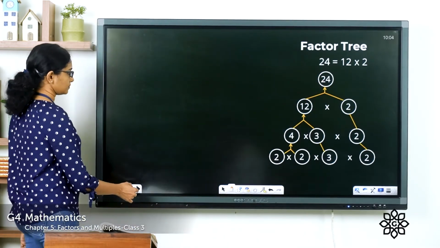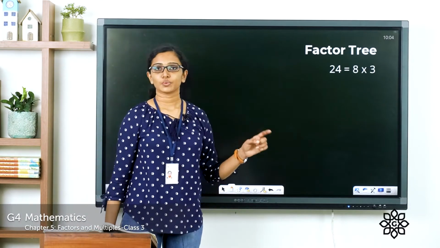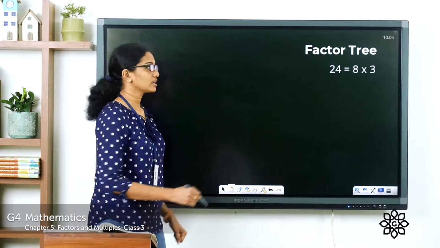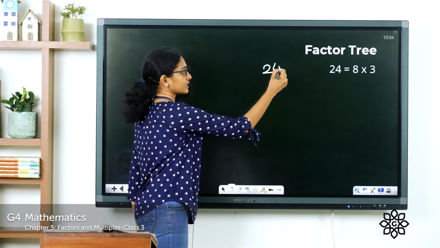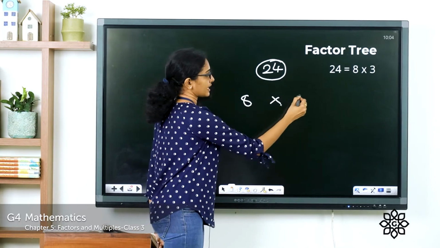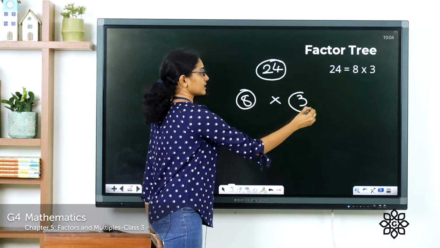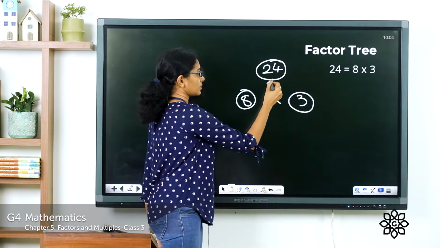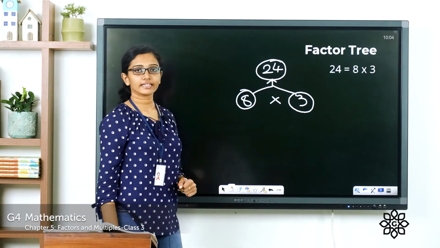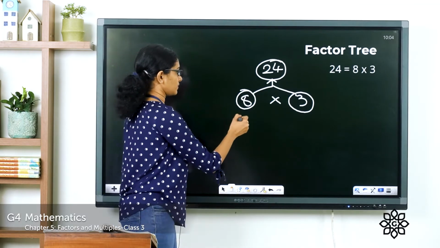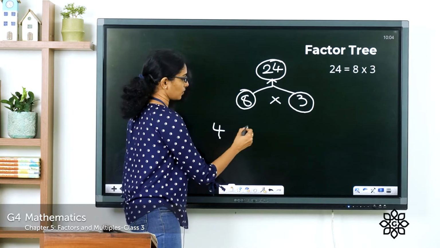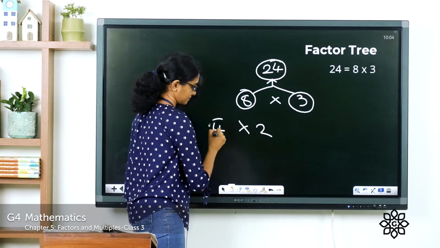Now, the third case, 24 is equal to 8 into 3. How can we represent this one? 24, we have to write at the top, and we write the factors here, 8 into 3. We put them inside circles, and we draw arrows. See? Now again this 8 can be broken down into factors. 8 is equal to 4 into 2. So let's write 4 into 2 here.